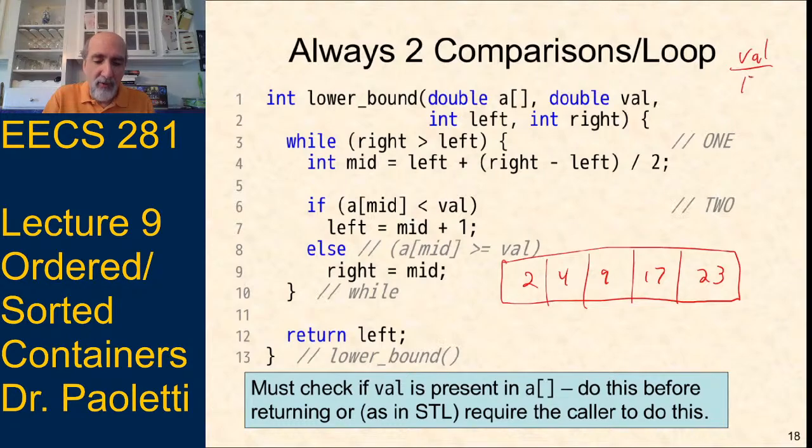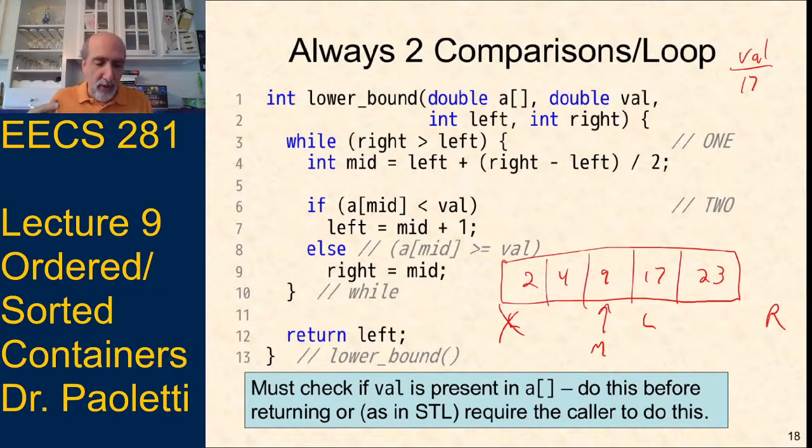All right, so I'm looking for 17. So I say, figure out the midpoint. Midpoint would be here. And is A sub mid less than the value I'm looking for? Yes, it is. So I move left. Okay, so left gets moved to here. So that used to be mid. So now this is left. This is right, is still off the end. So left used to be over here. It's not there anymore. Right is still off the end.